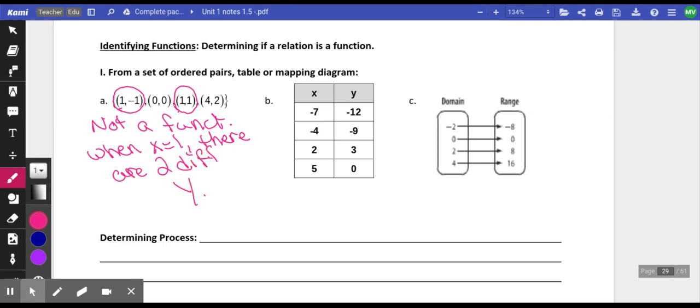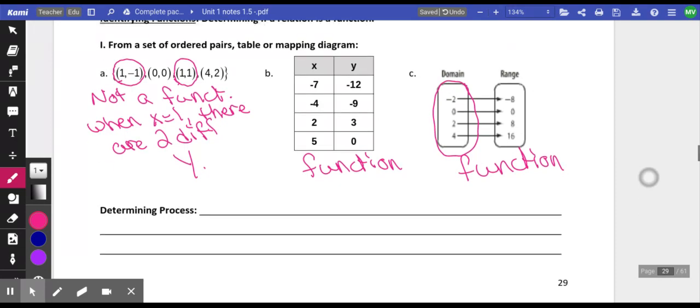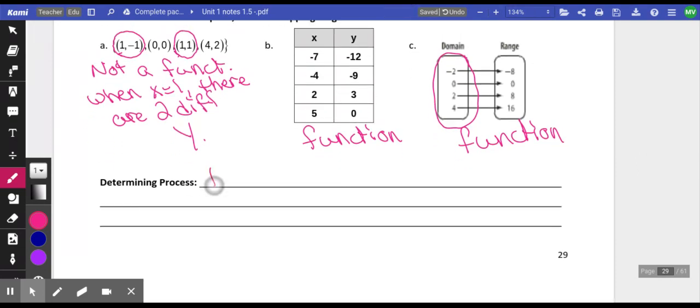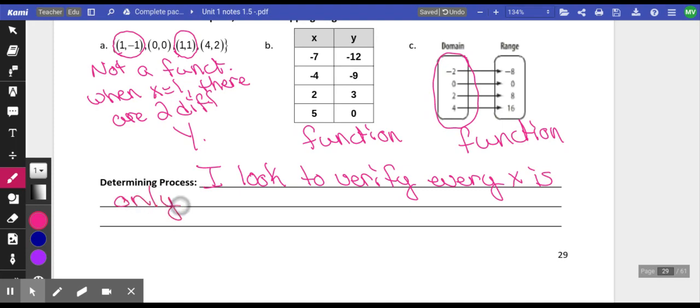So here we look at our table. All my x's only appear once, so that is a function. And C, we look at our mapping, and all of my domains only have one arrow. And my determining process is I look to verify every x is only paired with one y.